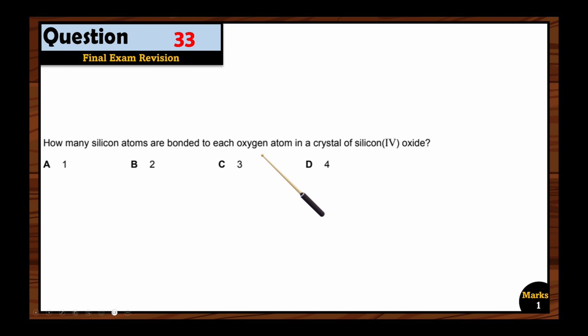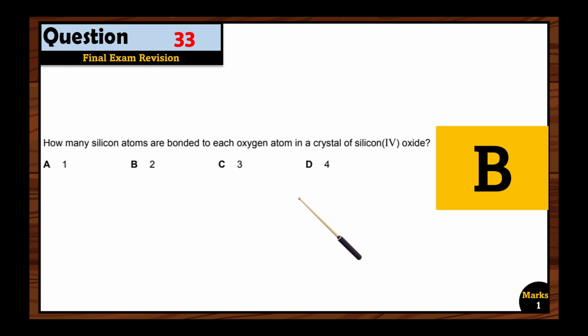How many silicon atoms are bonded to each oxygen atom in a crystal of silicon oxide? So you don't have to remember what the structure looks like. Just remember which group silicon belongs to. Silicon belongs to group 4, right? So it needs how many electrons? It needs 4 electrons in its outermost shell, right? So it means it will make 4 bonds with oxygen. So whenever silicon atoms are bonded, they are bonded to 4 oxygen atoms.